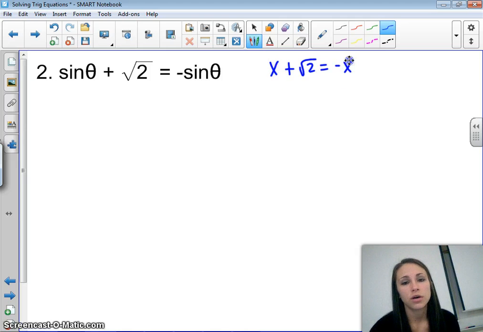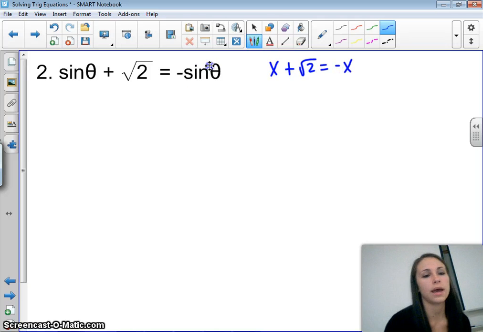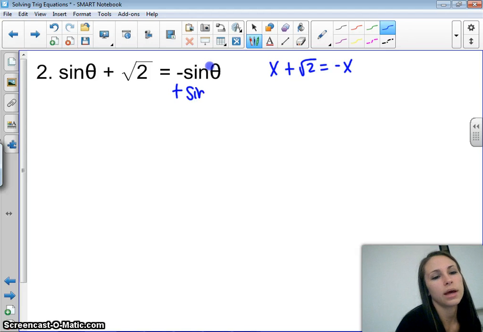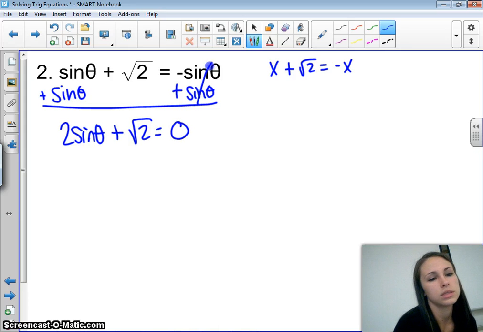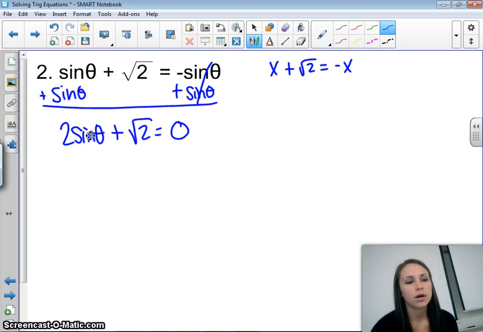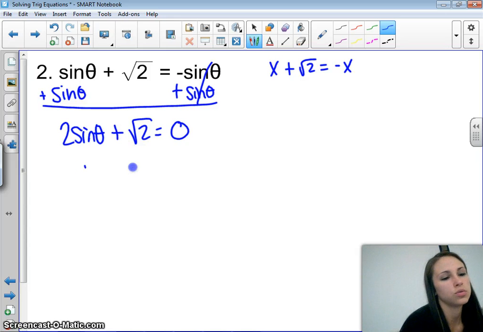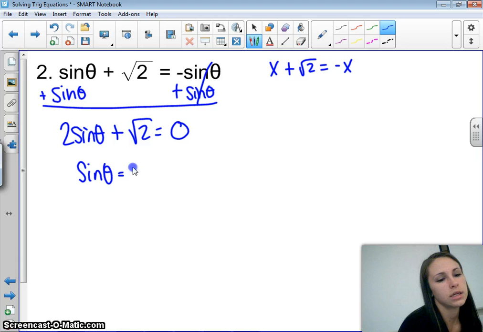So this is just like a regular equation where my variable is x. If I were to solve this, I would get these x's together because they are like terms. So I could add this x over. I'm going to do the same thing right here and add this sine over. So when I add the sine over, these are going to cancel out and I get 2 sine plus the square root of 2 equals 0. Now I can get this sine by itself by subtracting the square root of 2 and dividing by 2. So sine is going to equal negative square root of 2 over 2.